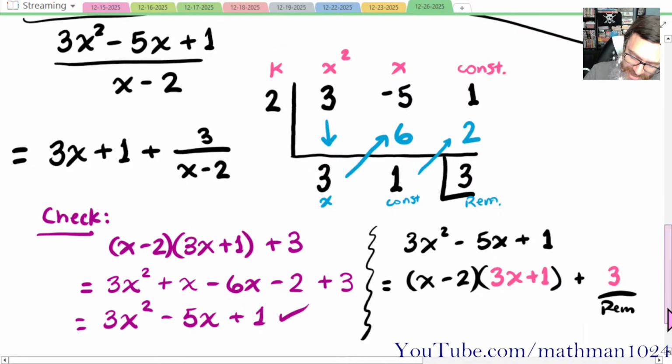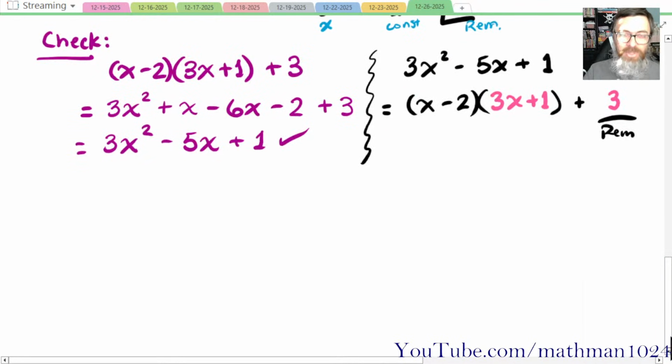So let me take this and jump into something called the remainder theorem when it comes to synthetic division. Really, really love the remainder theorem.